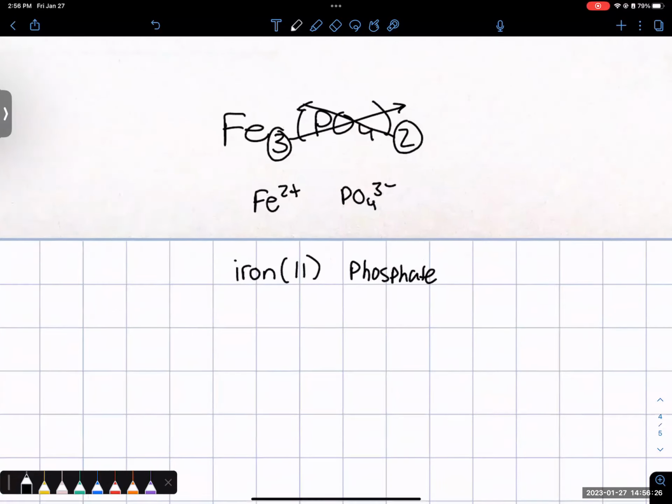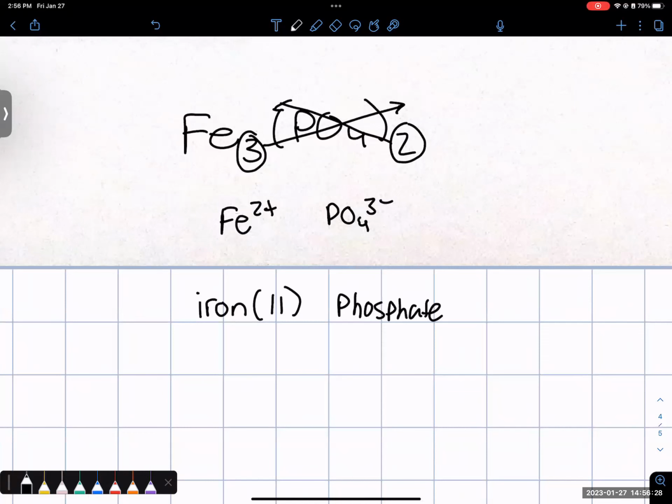Any questions? Does that make sense on how we did that? Ionic equals metal plus non-metal. Perfect.